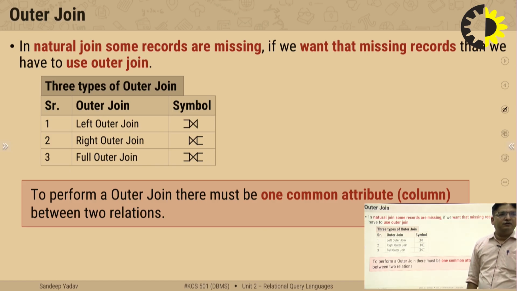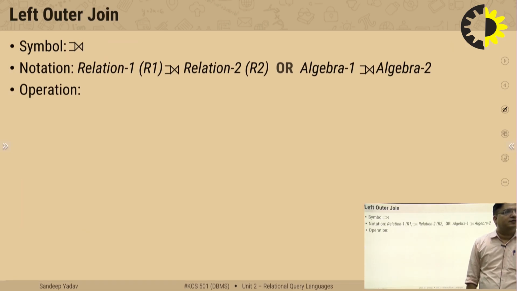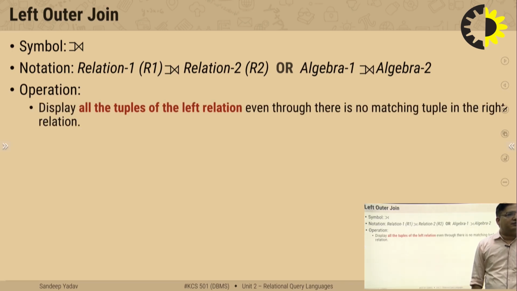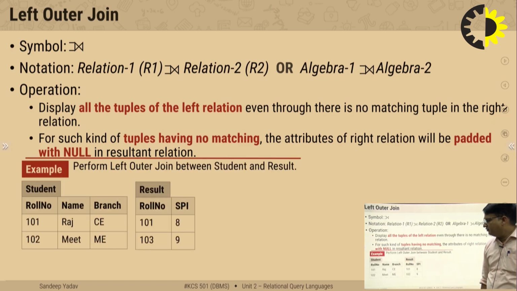To perform the outer join, one attribute must be common between two relations. Now, left outer join, how to perform? It displays all the tuples of the left relation even though there is no matching tuple in the right relation. So for all such tuples having no match, the attributes of the right relation will be null in the resultant expression. Let us show.